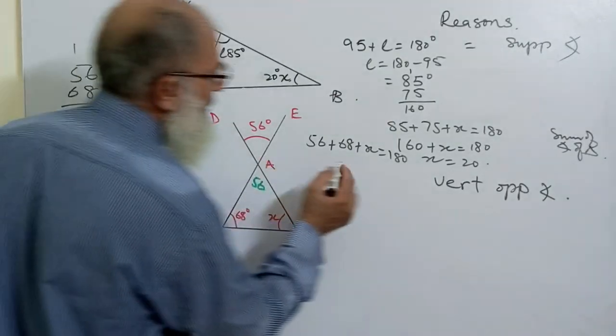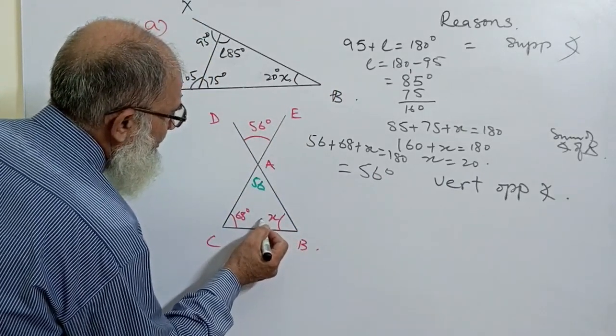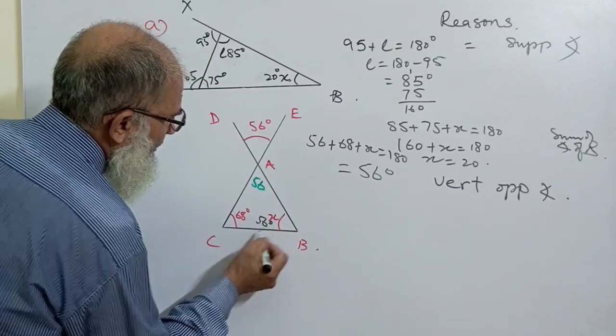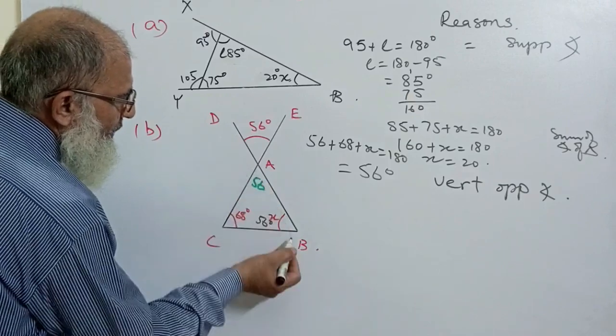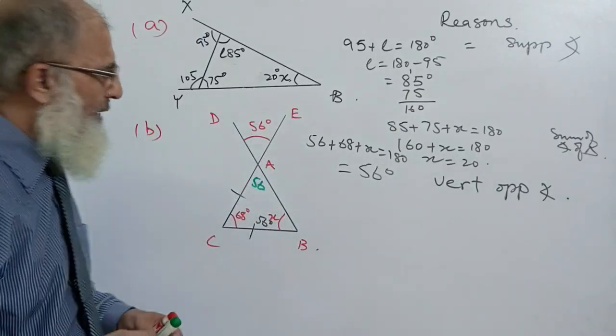And it means that x is 56 again, it is 56 degree. So when the base angles are equal, then these two sides are also equal. This is an isosceles triangle.